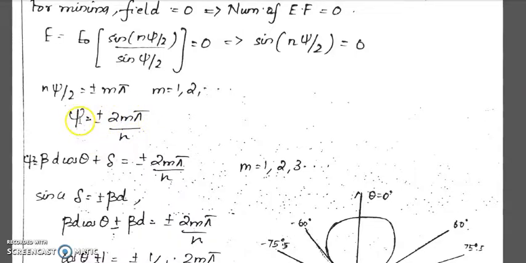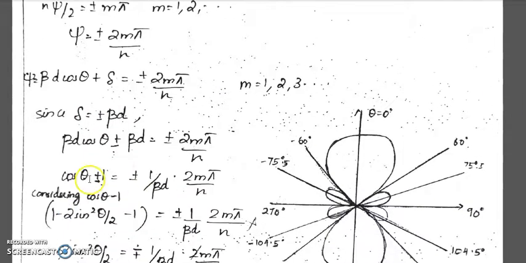And we know that the value psi is equal to beta d cos theta plus delta, and delta is plus or minus beta d. Substitute that, you will get cos theta plus or minus 1 equal to plus or minus 1 by beta d into 2m pi by n.